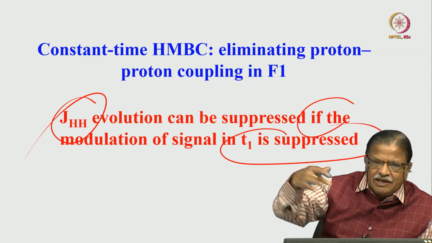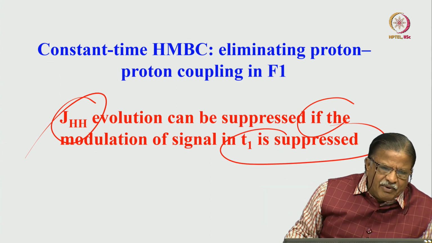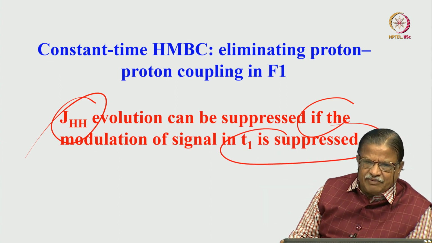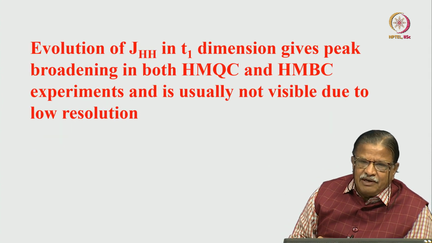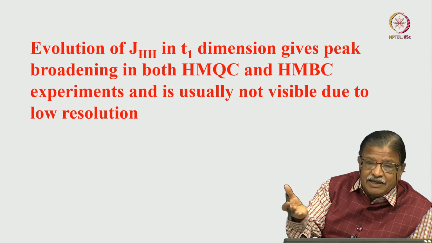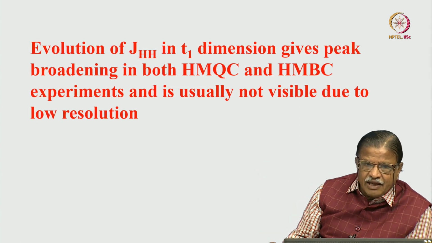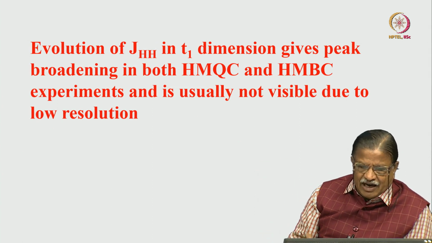How do you do that? T1 gets modulated, we get a modulated signal when we keep incrementing the T1. Instead of that, we can keep it constant. How do we do that experiment? But we need to increment the T1 to get the FID. We do it in a very tricky way. I will show you that.